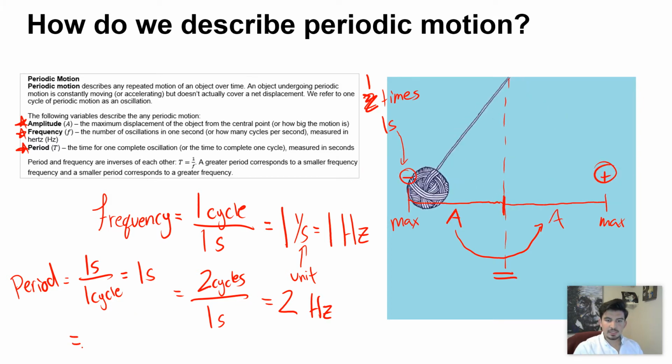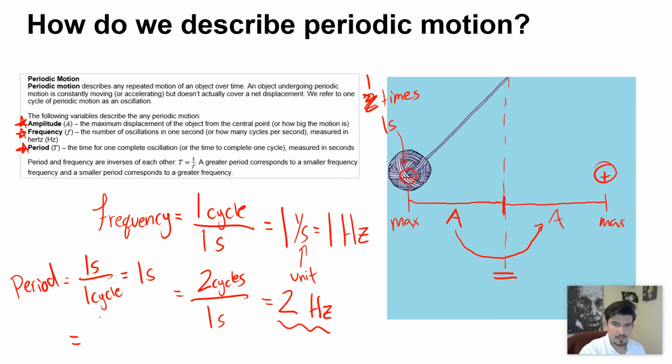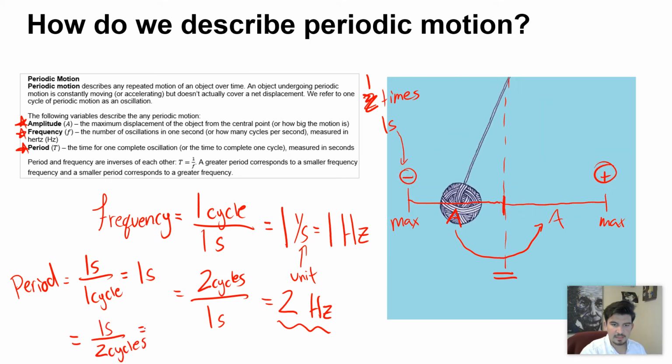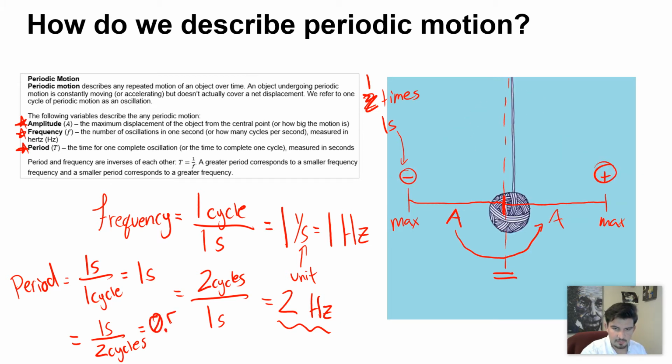But if it completed 2 cycles in 1 second, so it had a frequency of 2 hertz, that would mean that it took 1 second for 2 cycles, which would mean that it has a period of 0.5 seconds, or 1 divided by 2.